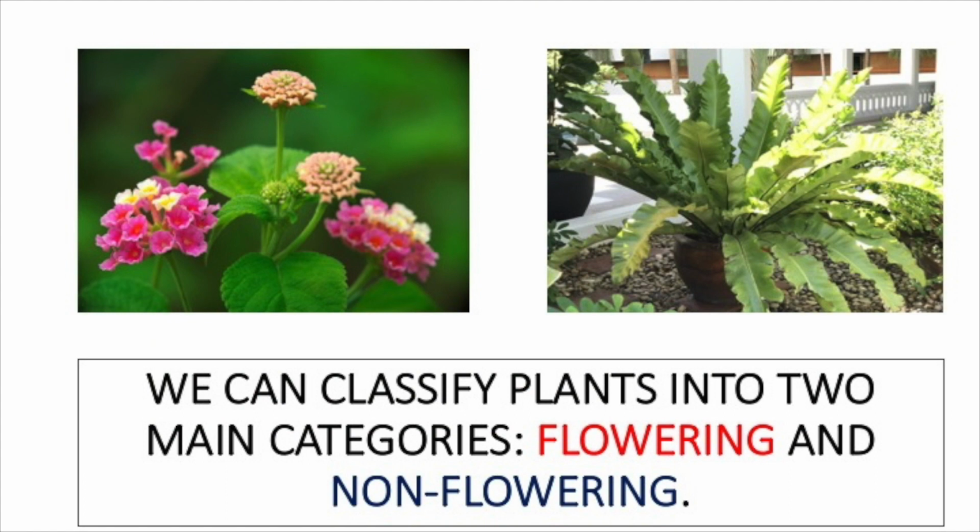We can classify plants into two main categories. Flowering, like the picture on the left here, you can tell by the pretty colours. You can see the pretty colours of the flowers. So this is flowering or non-flowering. Yes, non-flowering plants are usually only green. Because they have no flowers, they don't have any colours, only the colour green.